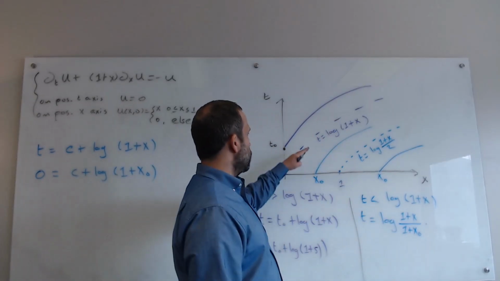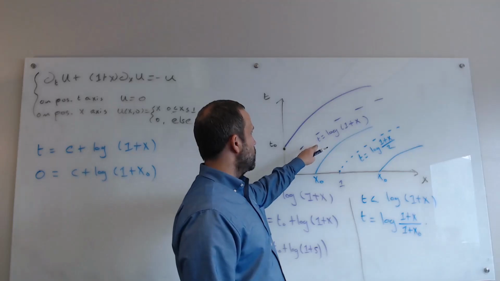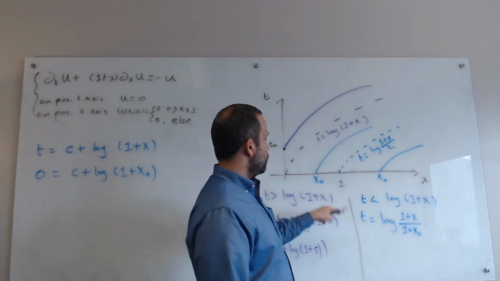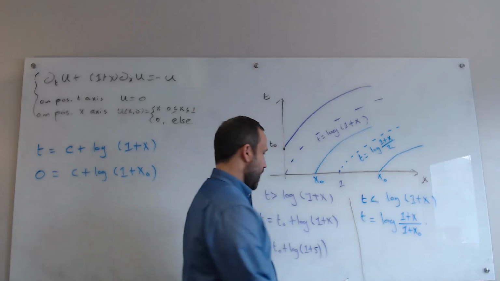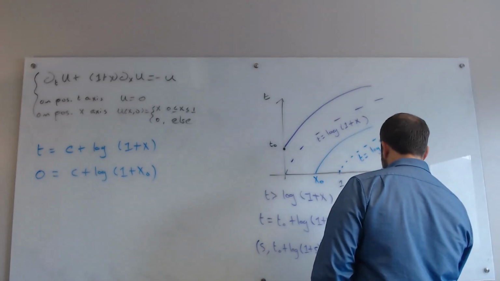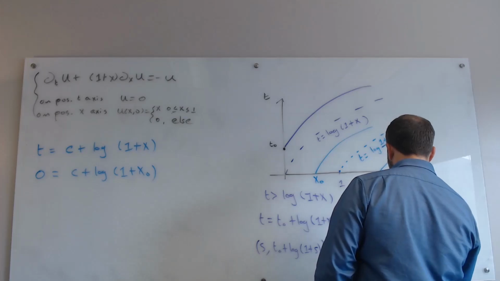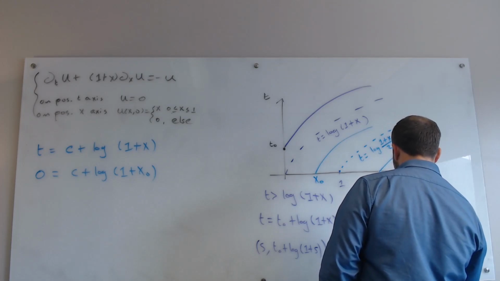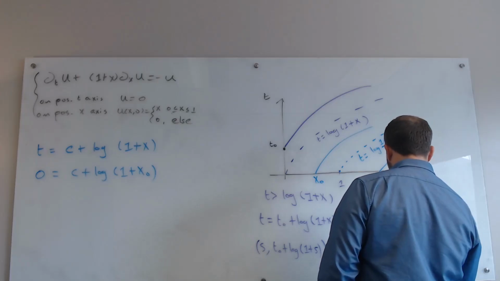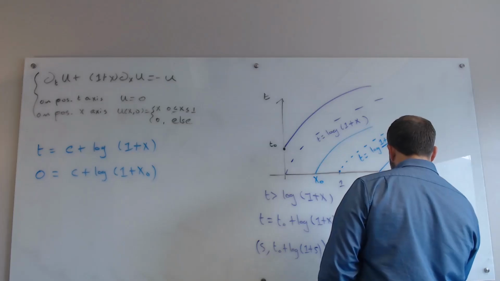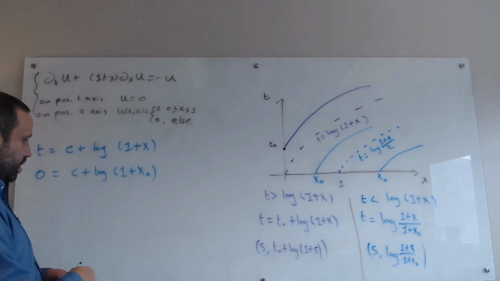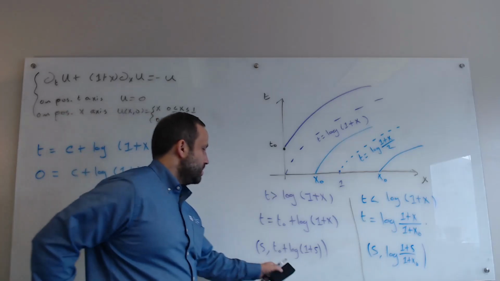So for the points here, under this dashed curve, these are going to be the characteristics. And again, a parameterization is going to be s, log of (1 plus s) over (1 plus x naught). And by x here, I mean s. Okay, so there's a parameterization. So notice that we haven't discussed z yet.